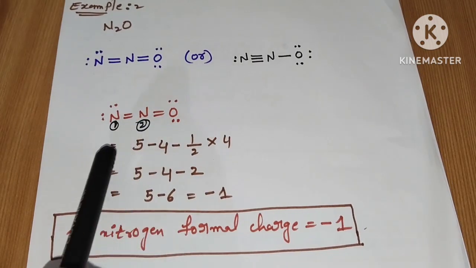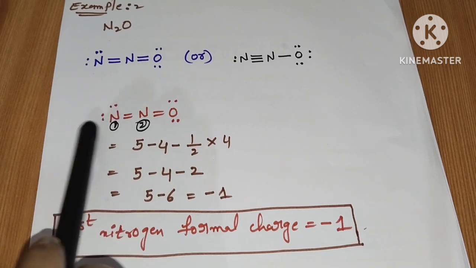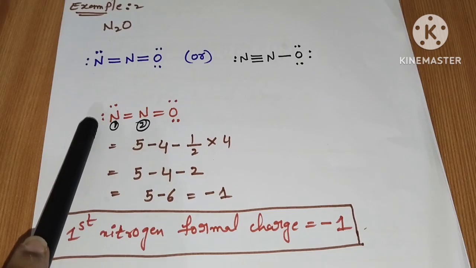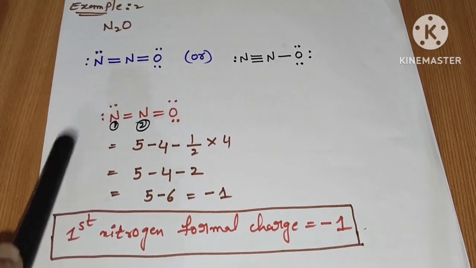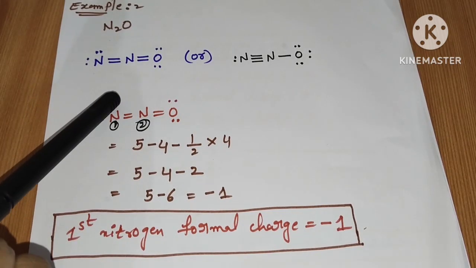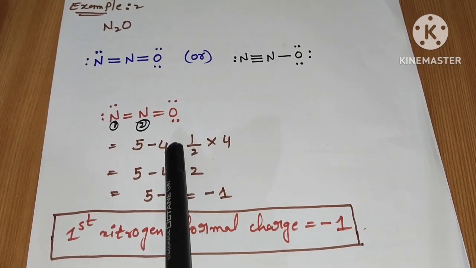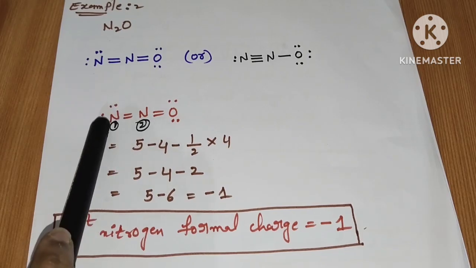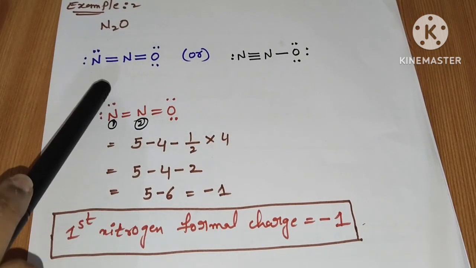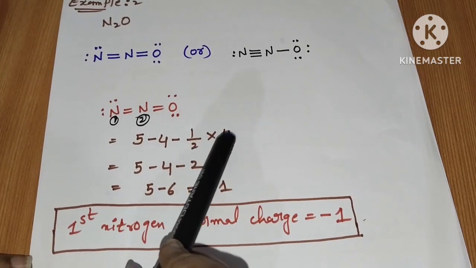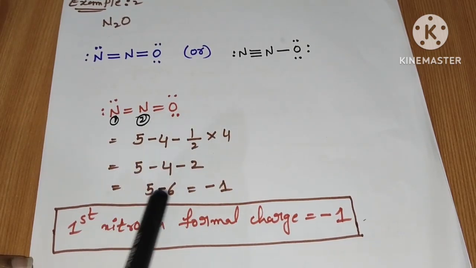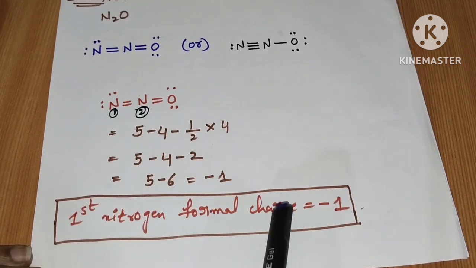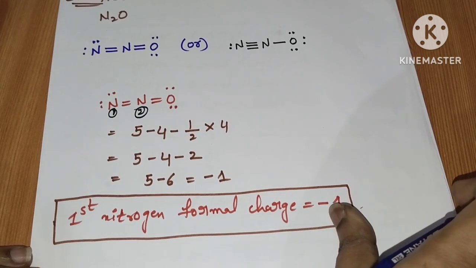We know how many valence electrons are present in nitrogen: 5. Now, how many lone electrons are present in this first nitrogen? 1, 2, 3, 4, minus 4. Minus half times how many bonded electrons are present in this first nitrogen? 1, 2, 3, 4, times half of 4. 5 minus 6 equals -1. First nitrogen formal charge equals -1.